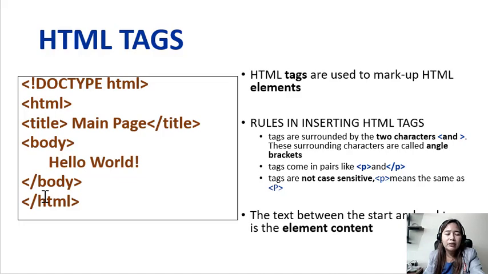Now, although later on you will also see that there are specific tags in HTML that don't have a pair. The text between the start and the end tags is what you call the element content. So for instance here, you have the title and the /title tags. You have "main page". The main page there is what we call the element content.